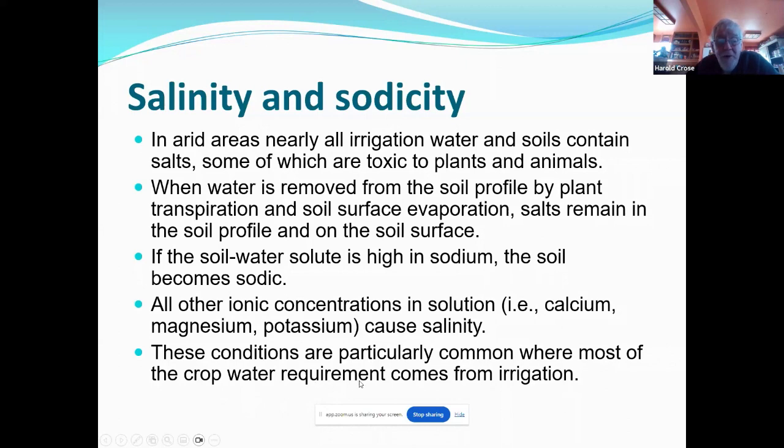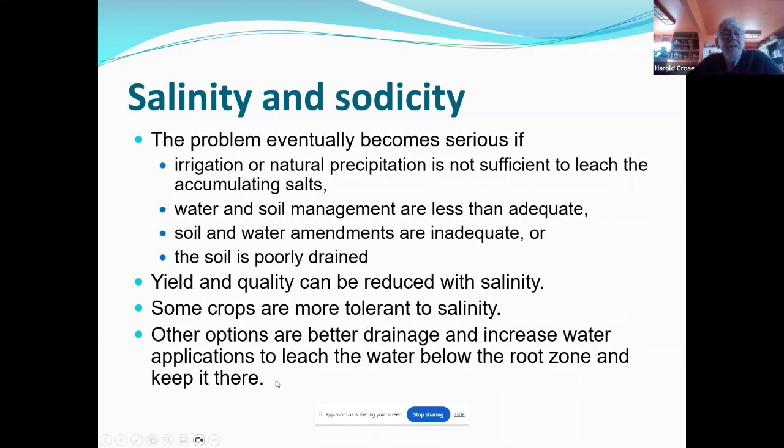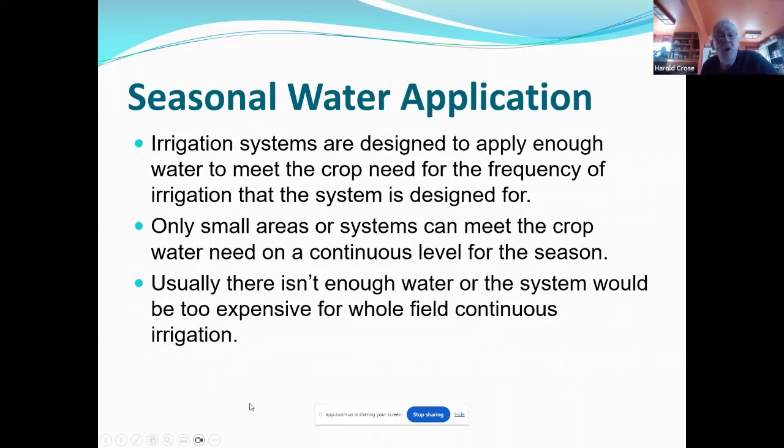Most of the water requirement comes from irrigation. Okay. Salinity. Seasonal water application. We talked about that. Only small areas of systems can meet the crop water need at a continuous level for the season. I think we covered that sufficiently. Usually there's enough water, but the system would be too expensive for whole field conditions. This comes into play if you've got a grower that's coming in and wants to put a wiper on a field.